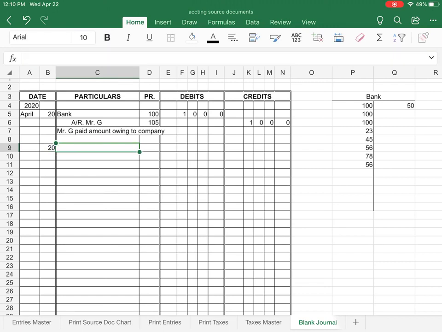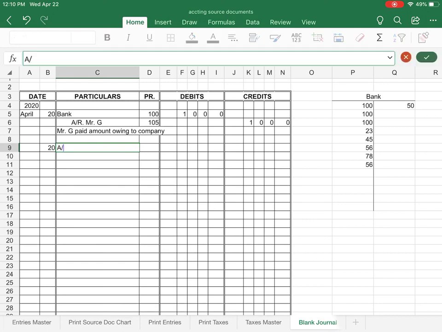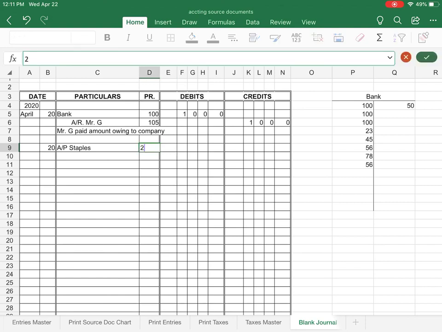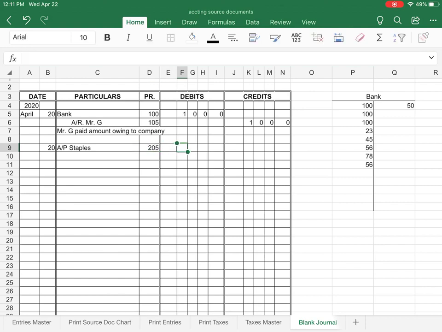All right. And we'll say for this one that we're going to be paying back an accounts payable. Okay. And we'll pay that to Staples. Okay. So here we go. We have a liability. And so we can put that in. So we'll put that in as 205. Okay. And here we'll just say, keep it easy, keep it at the 100 level.